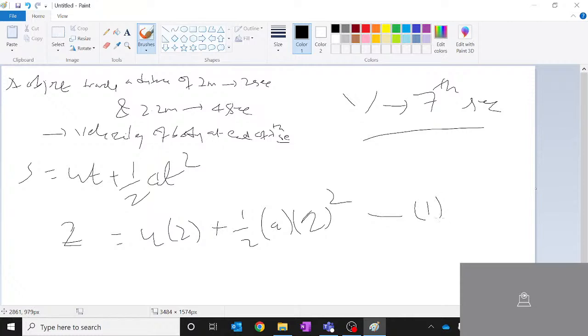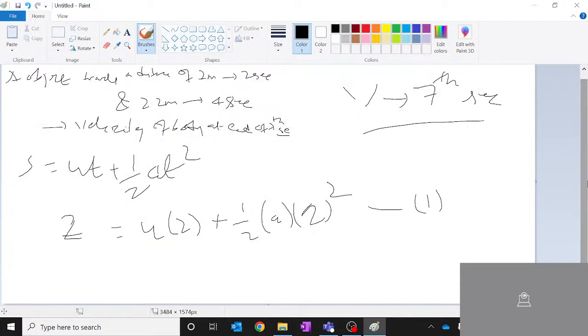In the next 4 seconds, it travels 2.2 meters. Now do not make the mistake of writing 2.2 is equal to u into 4 plus half a into 4 square. Do not do that mistake, because this equation is always for your cumulative distance. So that means you are supposed to take the total distance.